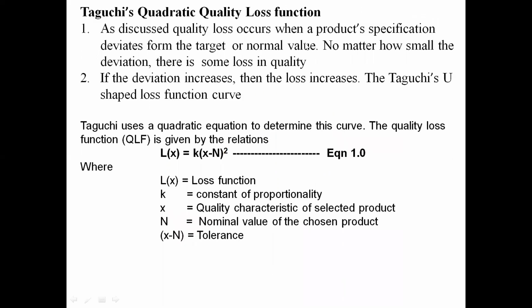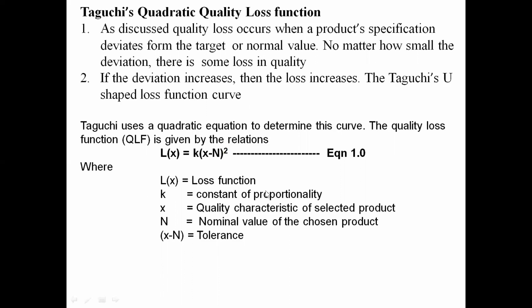The Taguchi quadratic loss function, as discussed: quality loss occurs when the product's specification deviates from the target or nominal value. No matter how small the deviation, there is some loss of quality. As the deviation increases, the loss increases. The Taguchi loss function is L(x) = k(x - n)^2, equation 1.